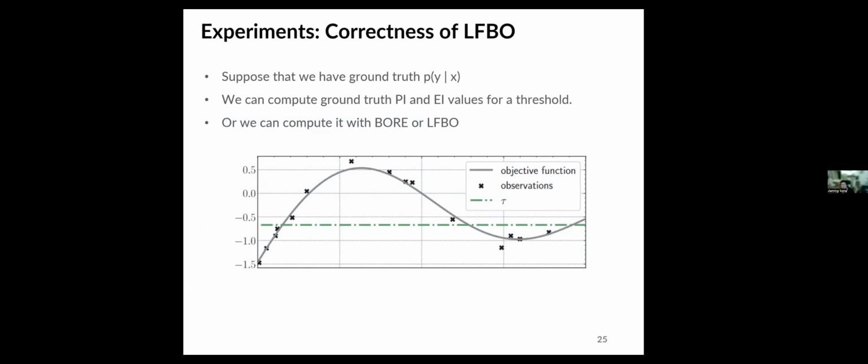In the first experiments, we will try to validate our theory and show that LFBO, our approach, is indeed correct. Suppose that we have some kind of ground truth function or distribution that gives noisy observations. Here we don't have a Bayesian optimization-like strategy. We just take random locations uniformly at random. We're just trying to validate our previous statements. We can compute the ground truth probability of improvement and expected improvement for a particular threshold, because we know what the P of y given x is. We just assume it's a Gaussian. Or we can compute this with the BORE approach, which is the traditional, simplest classification approach, or LFBO, which is the slightly more complicated weighted approach.